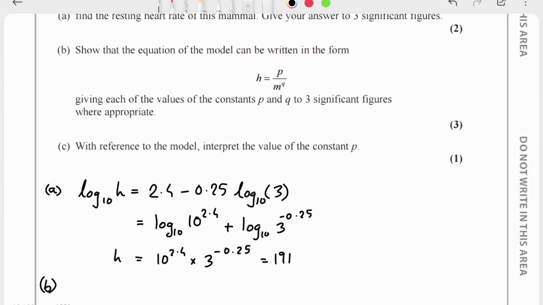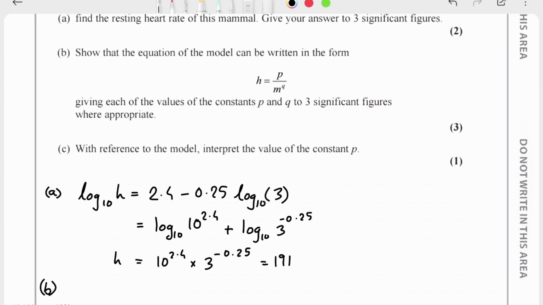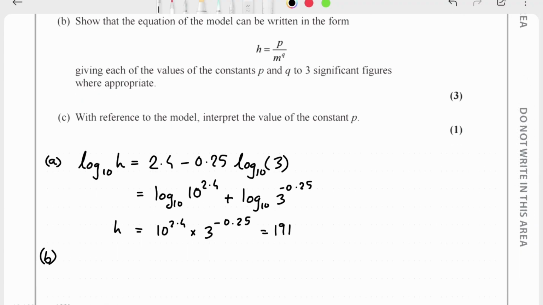Moving on to number B. Show that the equation of the model can be written in the form H is equal to P times m to the power Q. That's what we did over here. So we just have to rewrite it.